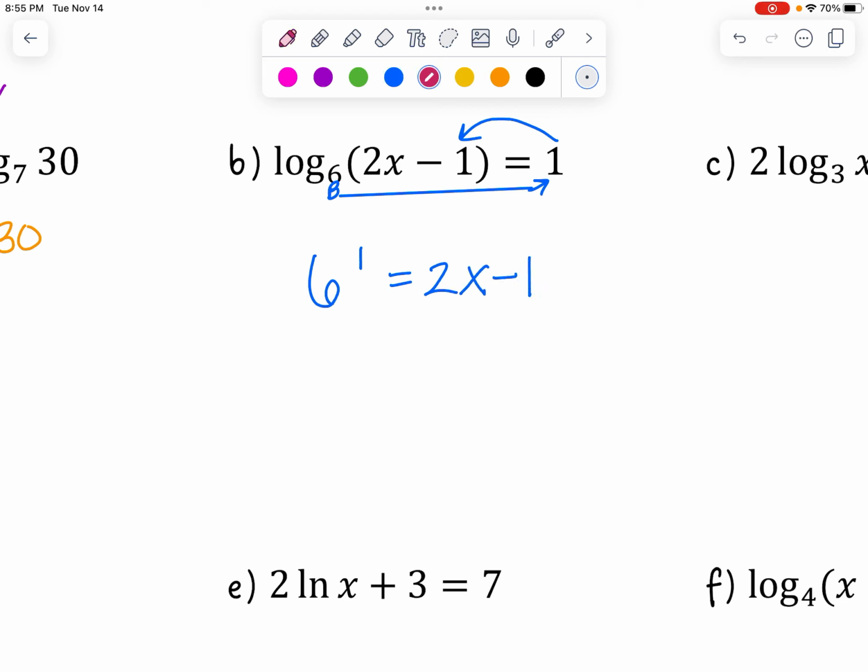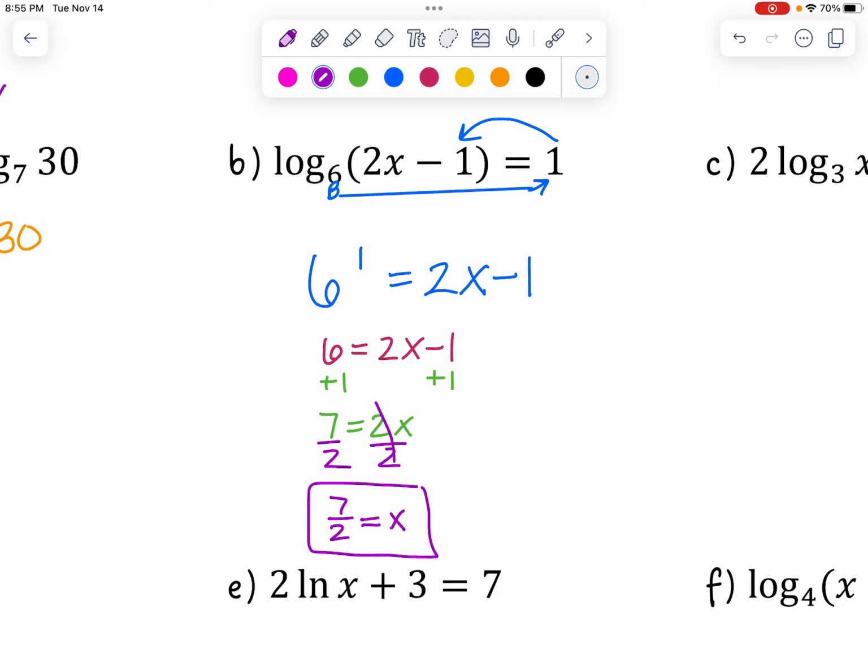All right, now that we're in exponential form, we're ready to solve for x. 6 to the first power is just 6. Next thing I would do to solve for x is add 1 to both sides, and I get 7 equals 2x. Then I would divide both sides by 2, and I get 7 halves equals x.